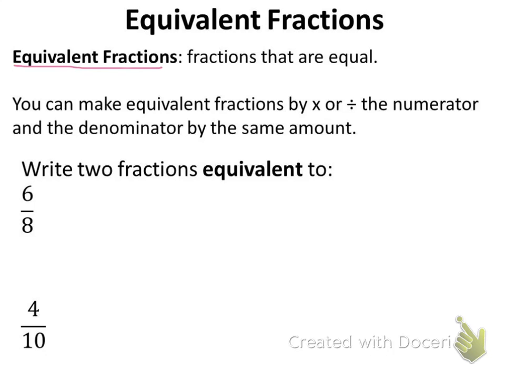Equivalent fractions are just fractions that are equal to each other. Some examples would be 1/2 and 2/4. You can make equivalent fractions by multiplying or dividing the numerator and the denominator, so the top part and the bottom part, by the same amount. So, let's do two examples.